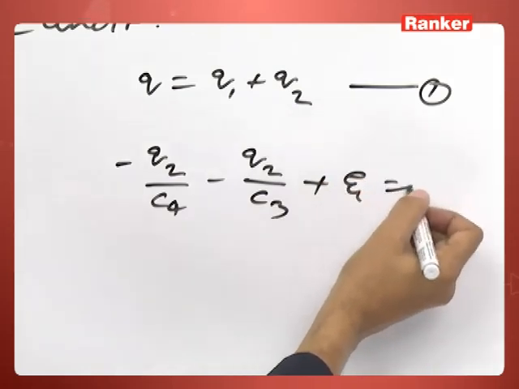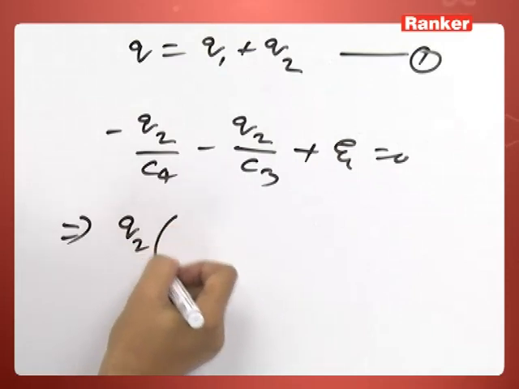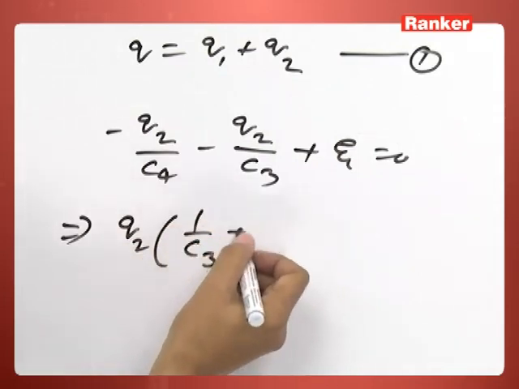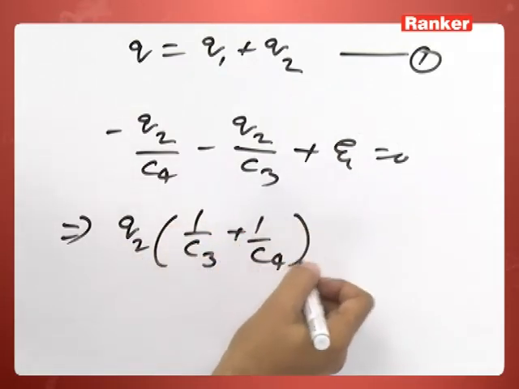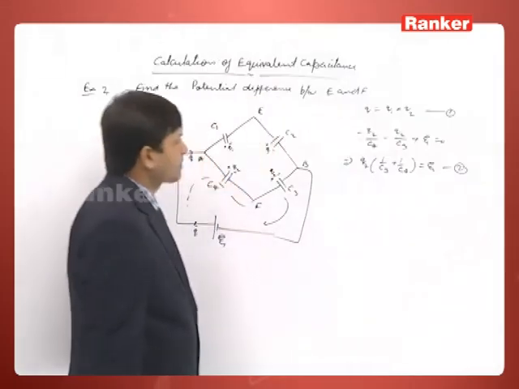minus Q2 by C3, plus E, this is 0, or we can say Q2 times (1 by C3 plus 1 by C4) is equal to E. This is your second equation.